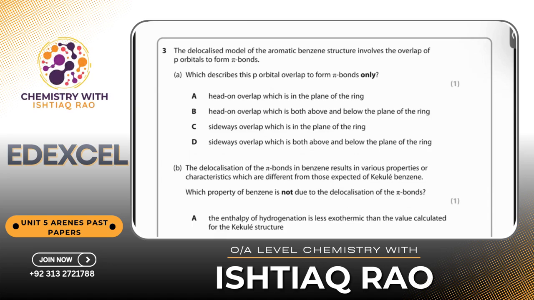So which describes this p orbital overlap to form pi bonds only? Head on overlap? No, it's not head on overlap. It's sideways overlapping. It might be C, it might be D. Sideways overlap, which is in the plane of the ring? No. Sideways overlap, which is both above and below. Yeah, this is correct. Let me show you.